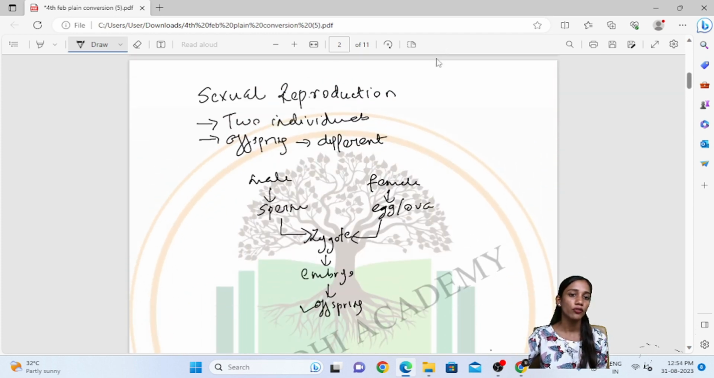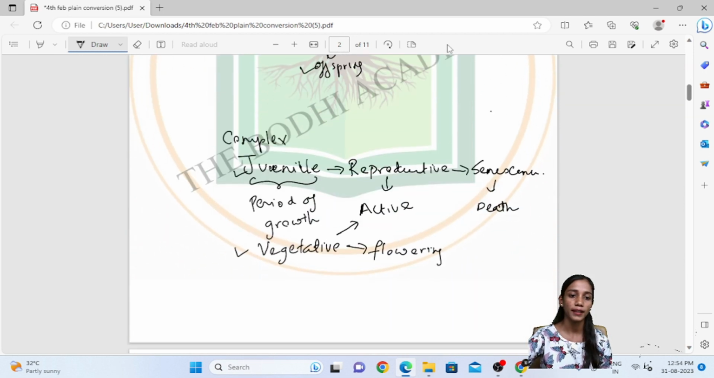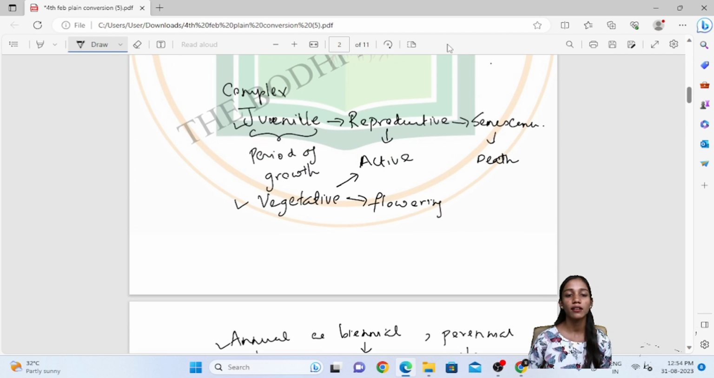So to revise, first of all, sexual reproduction involves two individuals. It leads to the formation of an offspring which has the characteristics of both the male and the female, and there is production of gametes by both male and female. It is a complex mechanism, so it needs proper development of the organism. It includes some phases. The first phase is the juvenile phase, which is the period of growth. It is called the vegetative phase in plants. Next is the reproductive phase, wherein the organism is reproductively active for sexual reproduction, and further is the senescence phase, when the organism again becomes reproductively inactive in most cases.